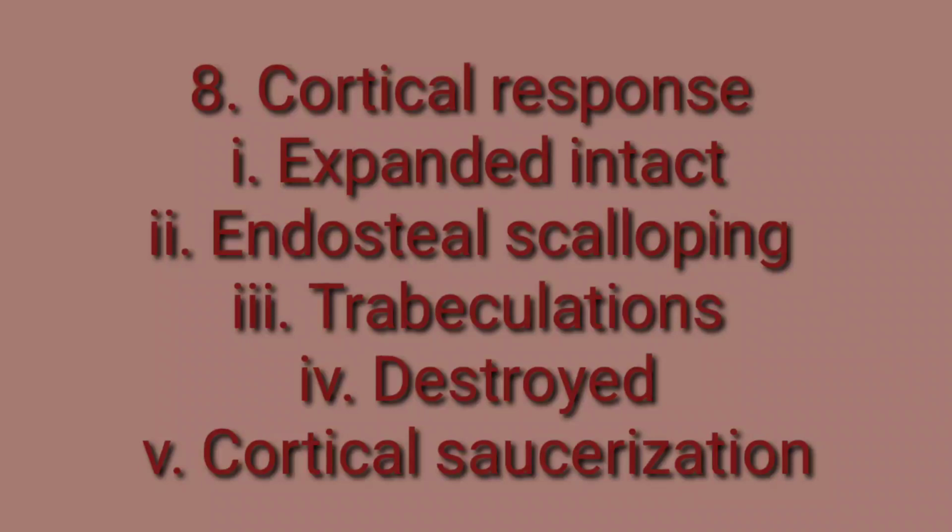It may be expanded but intact. It shows slow growth, like in chondroma, where there will be medullary expansion, but the cortical outline would be intact, there will be no breach. Endosteal scalloping is another form of the cortical response, which can also be seen in chondromas and in chondrosarcomas. Trabeculation pattern also indicates slow growth, especially seen in non-ossifying fibroma, CMF and aneurysmal bone cyst. Giant cell tumor will also appear as a trabeculated pattern.